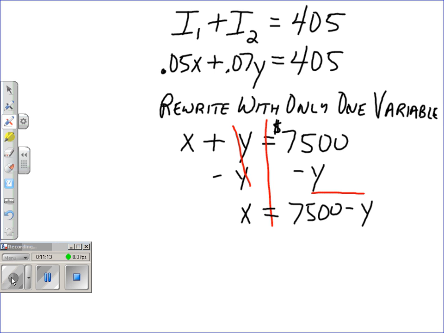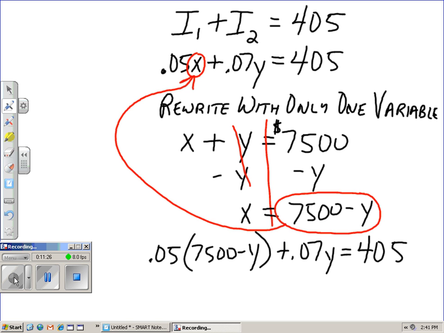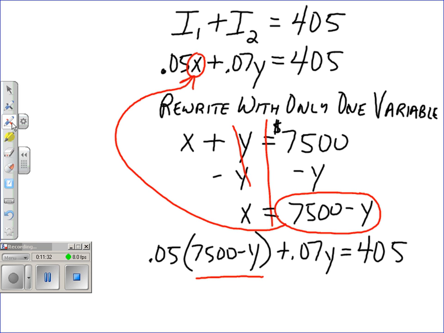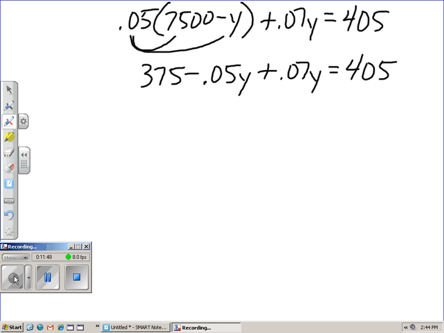How does that help me? Well, since I know that 7,500 minus y is the same thing as x, I'm going to go back to what was giving us trouble here, and replace that x with 7,500 minus y. So now I have 0.05 times (7,500 minus y). Remember, it used to be times x, but we took out the x and put in 7,500 minus y, plus 0.07y, 7%, equals 405. I'm going to distribute the 0.05, multiplying everything in the parentheses by 0.05. I get 375 minus 0.05y plus 0.07y.